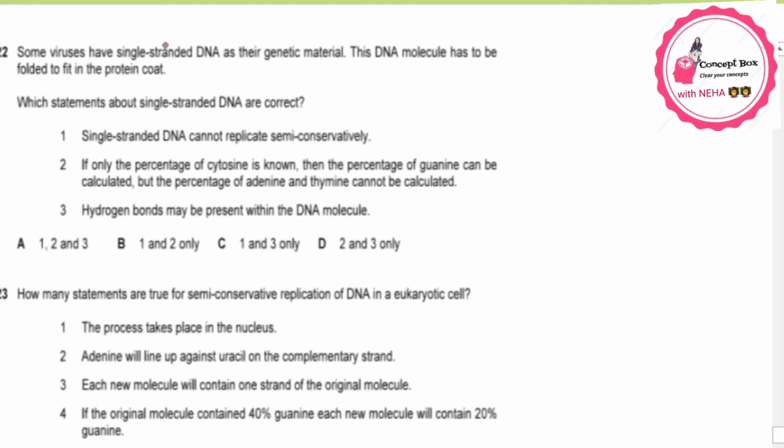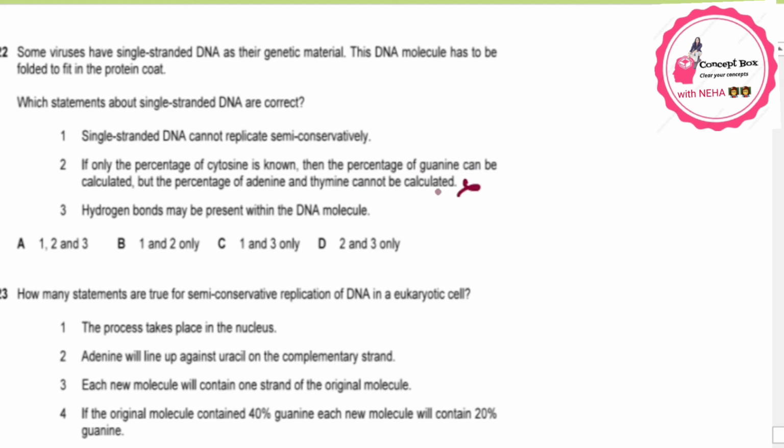Some viruses have single stranded DNA as their genetic material. The DNA molecule has to be folded to fit in the protein coat. So which statements about single stranded DNA are correct? In some viruses, single stranded DNA is present. So what is the correct statement? Single stranded DNA cannot replicate semi-conservatively, and if the percentage of cytosine is known, the percentage of guanine can be calculated, but the percentage of adenine from thymine, this is quite wrong.